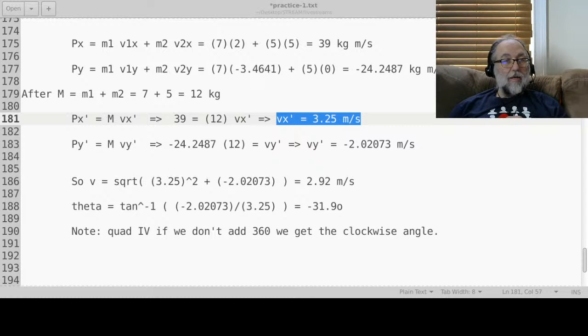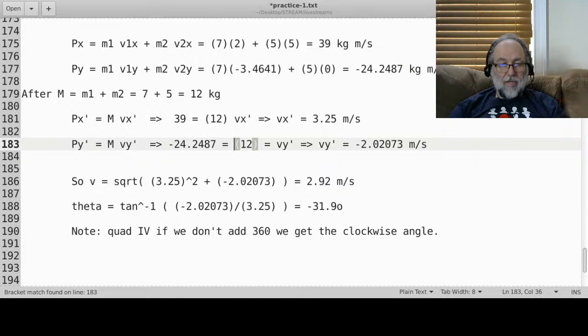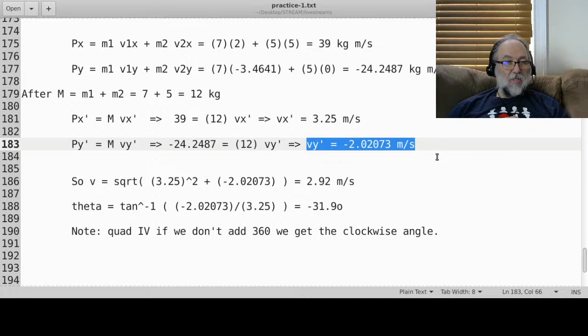Same thing for y. For y here, we've got py primed is m vy primed. And py primed is the same as before. So the total momentum is going to equal 12 times vy primed, and that tells us that vy primed is going to be negative 2.02073. So there we go. That answers the question.